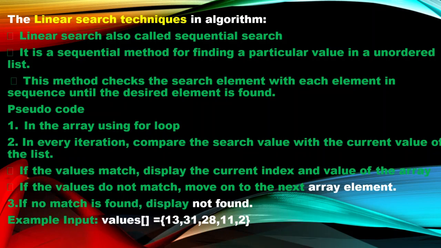Example, input values are 13, 31, 28, 11 and 2. The target is 28 and the output is 2. So this is a simple pseudocode. In pseudocode, we know the process of how we get the value, or what is to be done. So in an array where we use a for loop, we are going to find a particular value from a list. So let us see how this pseudocode works.